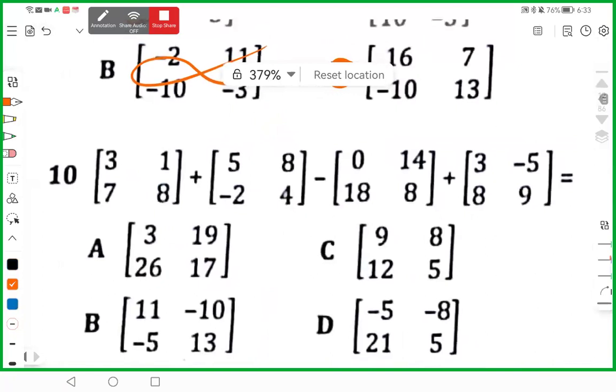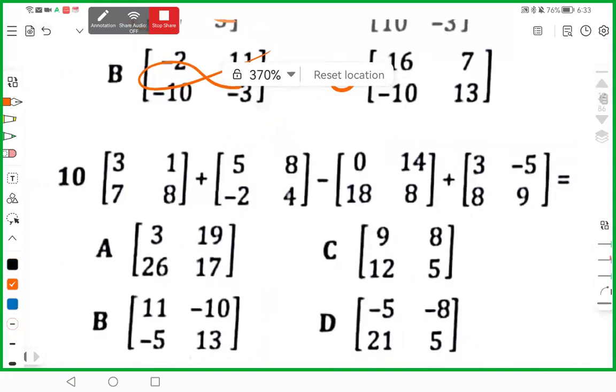Okay. Mixed operation, plus and minus. From left to right only, same thing. 3 plus 5 minus 0 plus 3. Just try to avoid careless mistake.